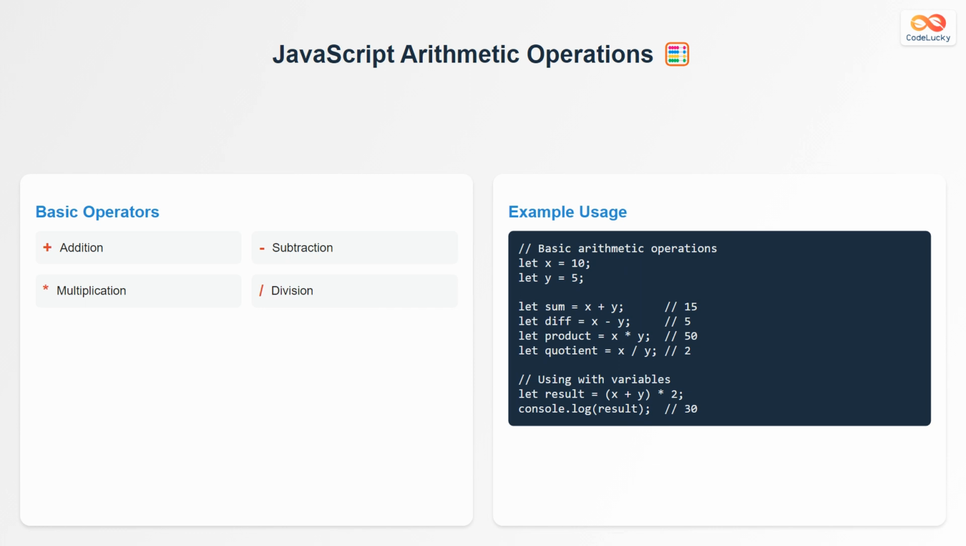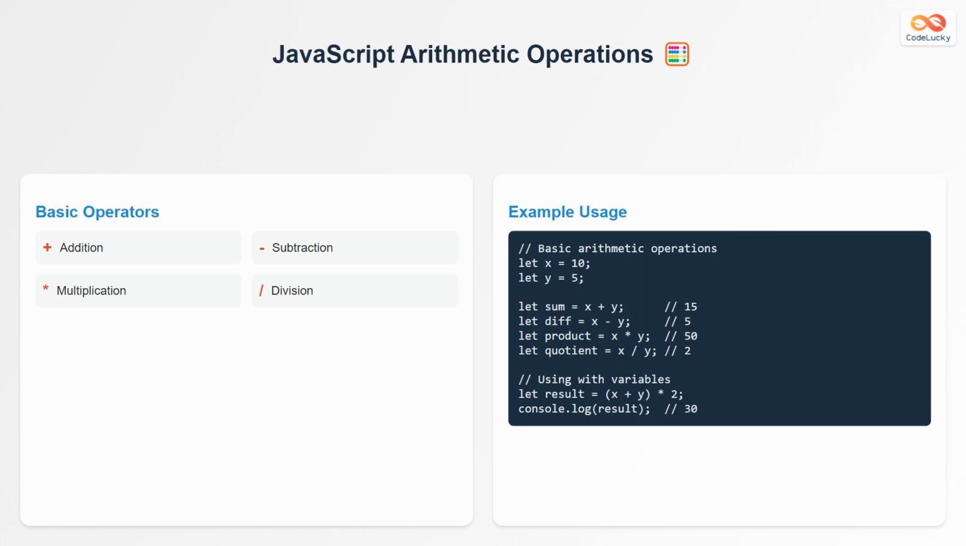The plus symbol is used for addition. It adds two numbers together. The minus symbol is for subtraction. It subtracts the second number from the first. The asterisk symbol is used for multiplication, and the forward slash is used for division.